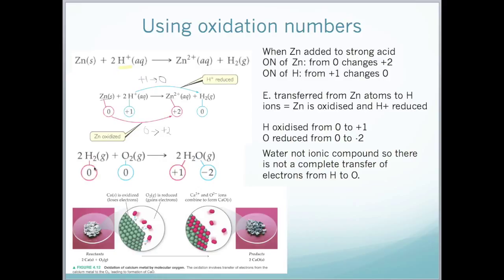The oxidation number of hydrogen gas is 0, and then it changes to +1. If we look at oxygen, it starts off as 0 and changes to -2. In the case of hydrogen, we are going from 0 to +1, and with oxygen we're going from 0 to -2. Because hydrogen's oxidation number is increasing, hydrogen is being oxidized, and because oxygen's oxidation number is going from 0 to -2, it's decreasing, therefore it's being reduced.